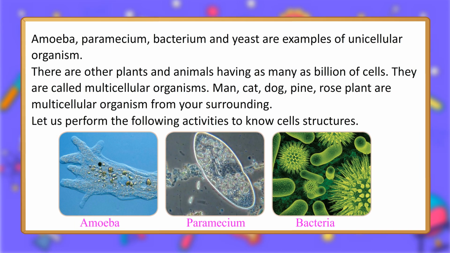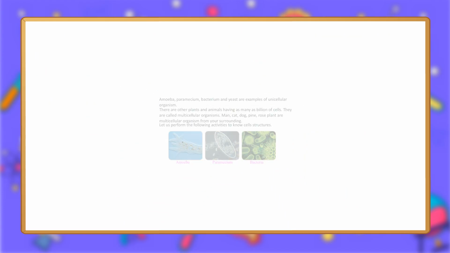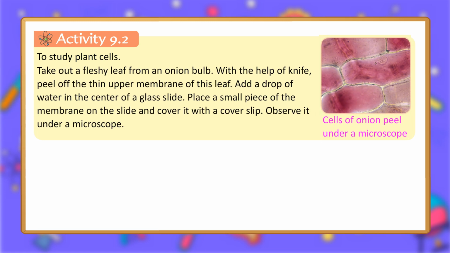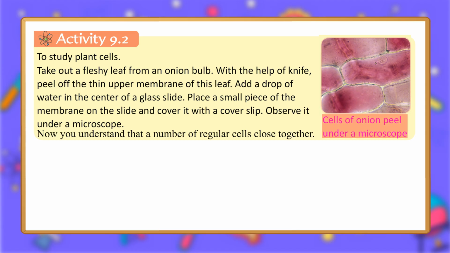Activity 9.2. To study plant cells. Take out a fleshy leaf from an onion bulb. With the help of a knife, peel off the thin upper membrane of this leaf. Add a drop of water in the center of a glass slide. Place a small piece of the membrane on the slide and cover it with a cover slip. Observe it under a microscope. Now you understand that there are a number of regular cells close together. Cells of onion peel under a microscope.